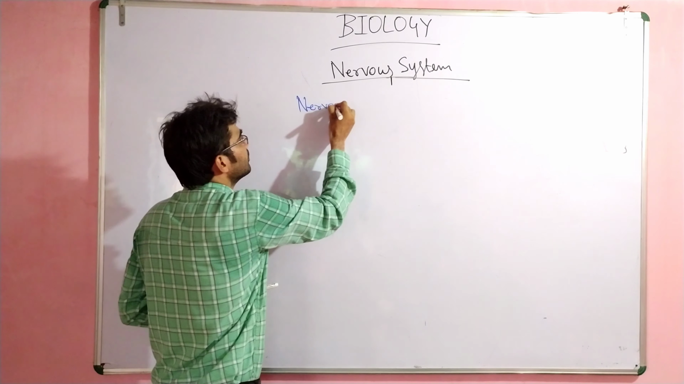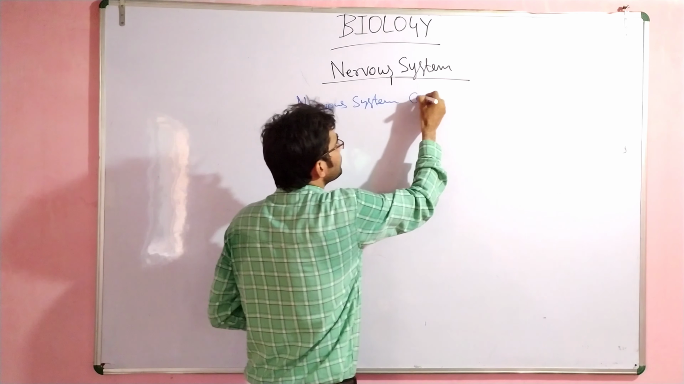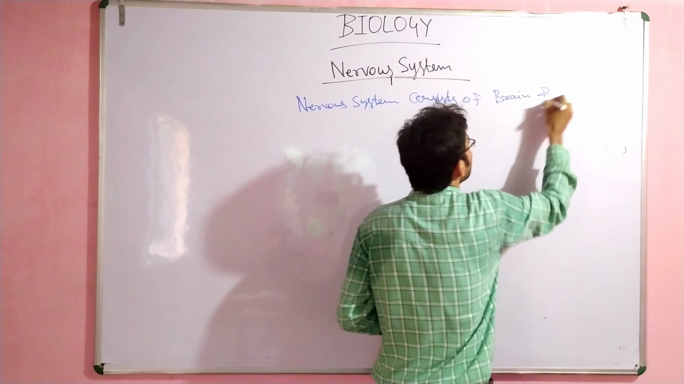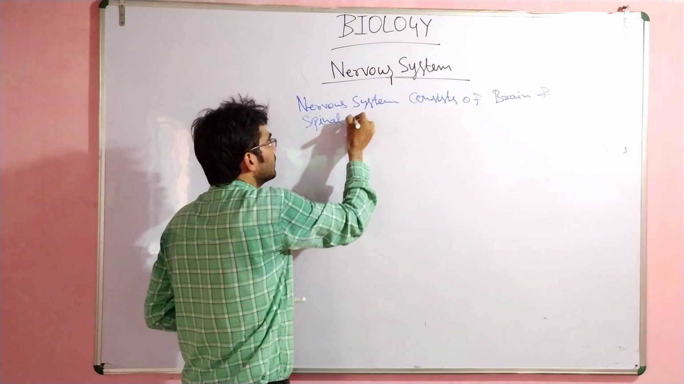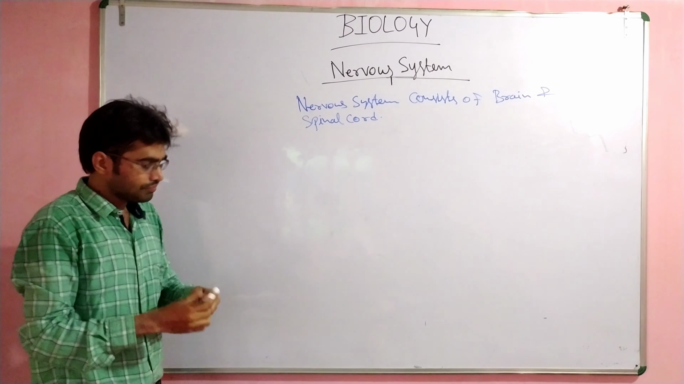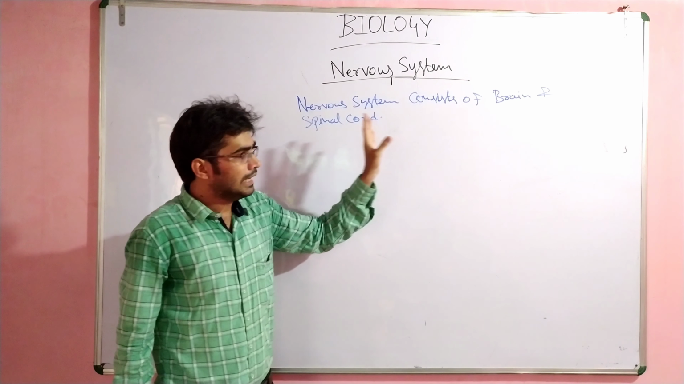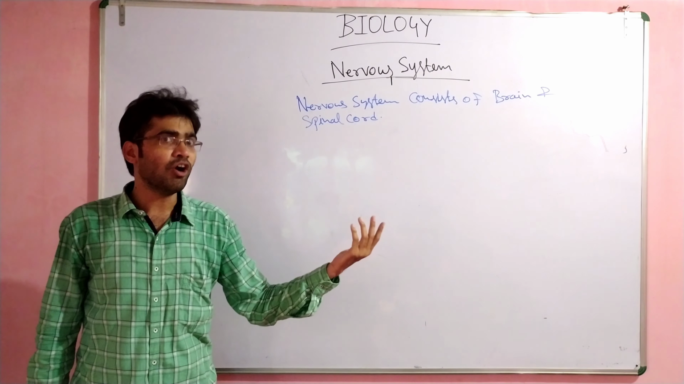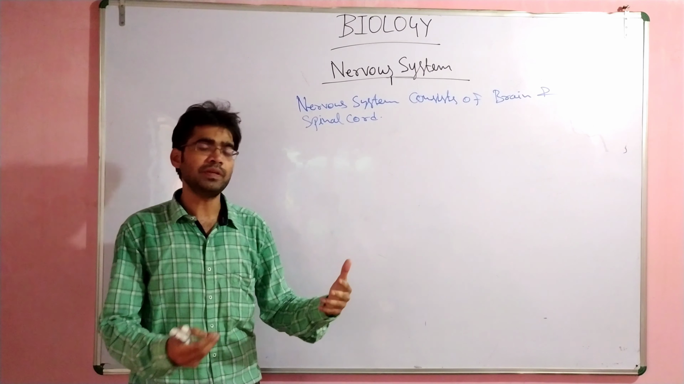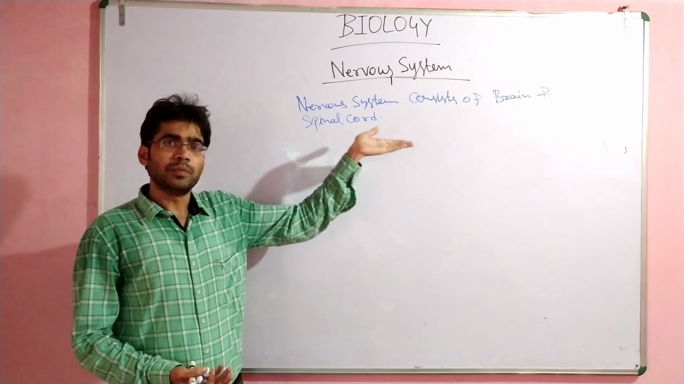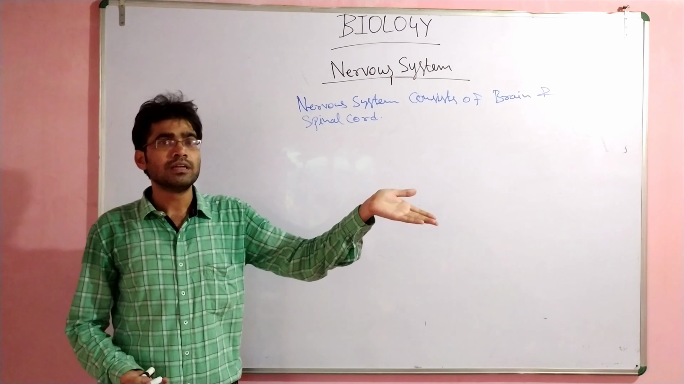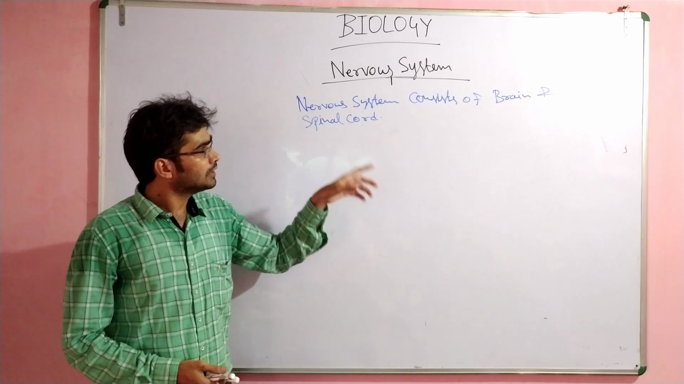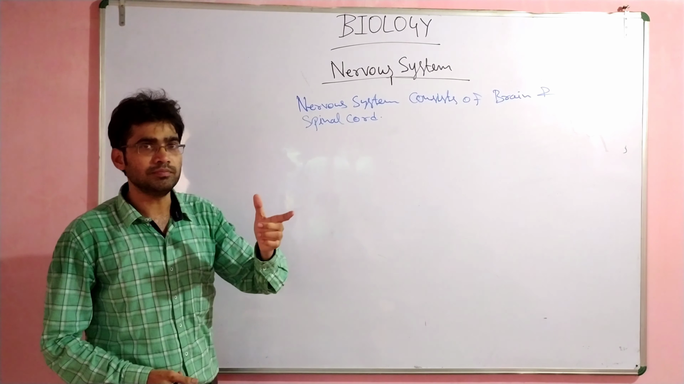The central nervous system consists of the brain and spinal cord. See, the brain and spinal cord are simply a modified form of the dorsal tubular nerve cord in vertebrates, or you may say in chordates. The brain is lodged in the cranium, and the spinal cord is enclosed by the vertebral column.